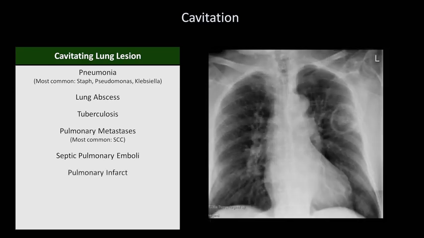About 5% of pulmonary infarcts cavitate. Here's an 86-year-old woman who actually presented with failure to thrive and amazingly had no acute pulmonary symptoms. A CT angiogram here showed a large central PE.